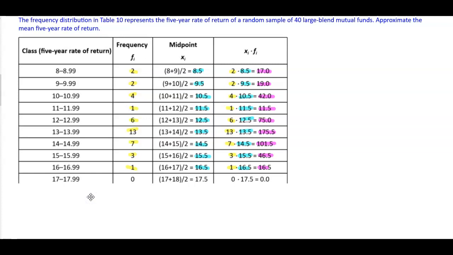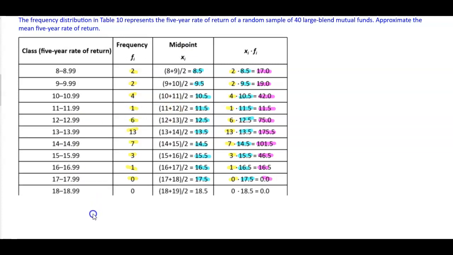17 to 17.99. We know that we have a frequency of 0. We know our midpoint is 17.5. If we take 0 and multiply it by 17.5, we're going to get 0. Likewise, for class 18 to 18.99, we have a frequency of 0. Our midpoint is 18.5. Take 0 and multiply it by the midpoint of 18.5, and that gives us 0.